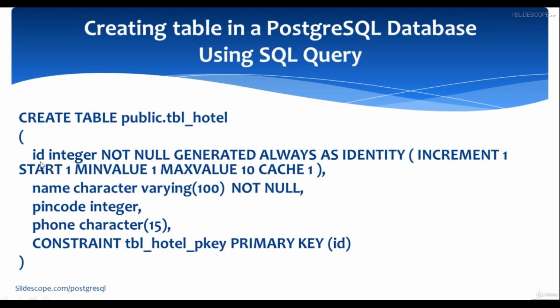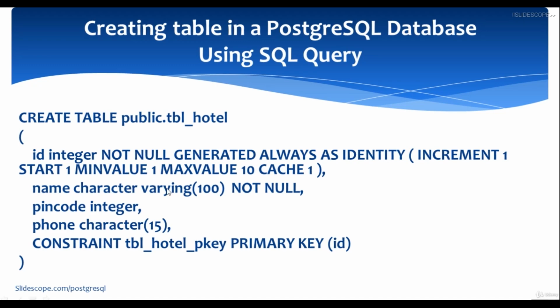Next we have ID, which is integer. ID is integer and it is not null, generated always as identity, increment by 1, start 1, minimum value 1, maximum value 10 and cache of 1. We discussed these things in the previous part: the meaning of increment, start, minimum and maximum value.